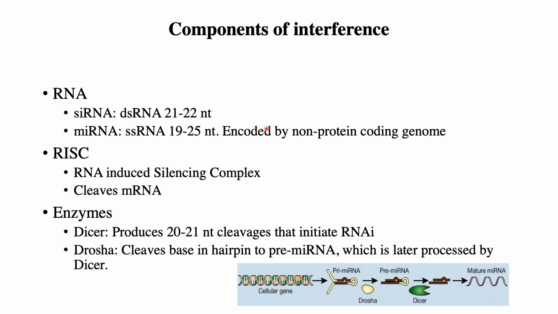Like I said, the mRNAs contribute to proteins, while the rest of the RNAs don't give rise to proteins, but they help in regulating the mRNA expression. We further have a protein complex called RISC, the abbreviation for RNA induced silencing complex. This complex cleaves the mRNA. We also have certain enzymes called Dicer and Drosha. Dicer produces a 20 to 21 nucleotide cleavage that initiates the RNA interference process. Drosha cleaves bases in the hairpin structure of the primary microRNA to form the precursor microRNA. This precursor microRNA is later processed by the Dicer protein. These are the major components involved in RNA interference.